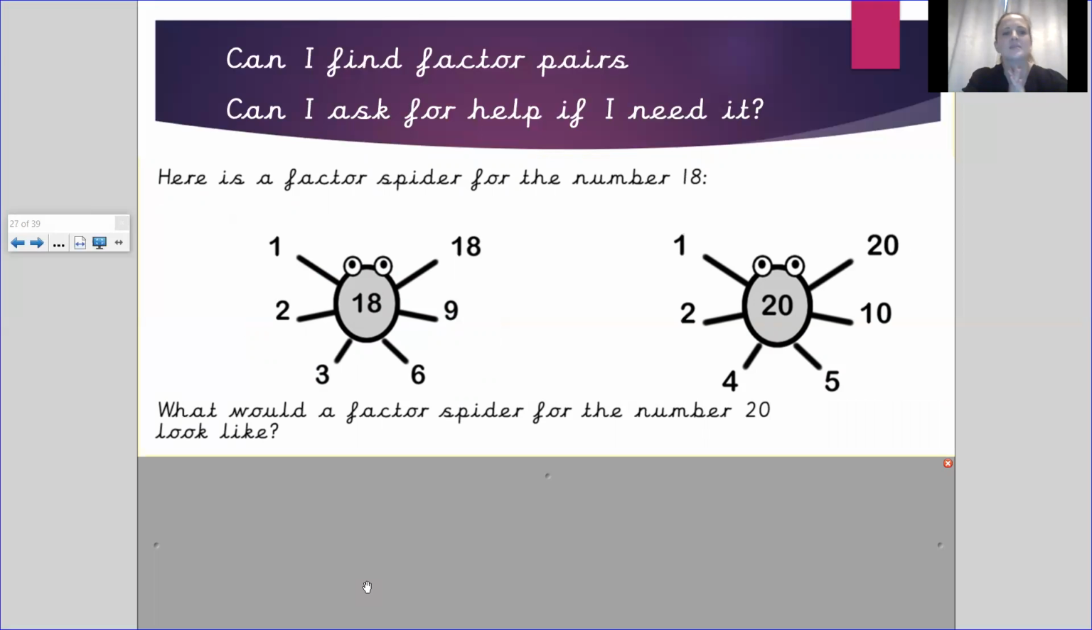Here is a factor spider. So you can see it looks like a spider. A factor spider for the number 18. So these are going to be factors of 18 that we have.